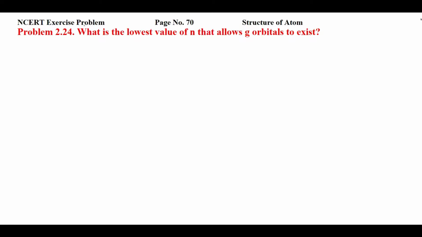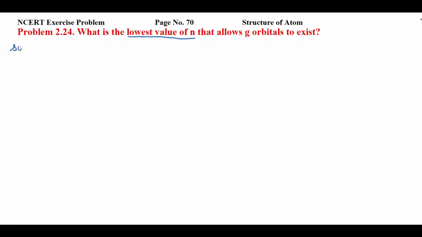Students, this is NCERT exercise problem 2.24 from page number 70 of Structure of Atom, right? So let's read the statement. What is the lowest value of n that allows g orbitals to exist? In this case, you have to tell about the lowest value of n. That means the least or the minimum orbit that will allow g orbitals to exist, right?